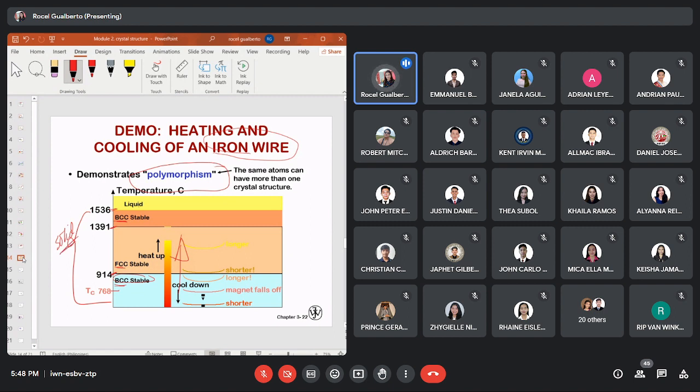It is solid, but the arrangement of the atoms differs. Its structure is what changes. From BCC it becomes FCC, then goes back to BCC, then melts. Melting is a change of phase, but here it is only a change of crystal structure. Going back, when you cool it down, it is the same. It is melted, then gradually it solidifies, and as it solidifies it also changes its crystal structure.